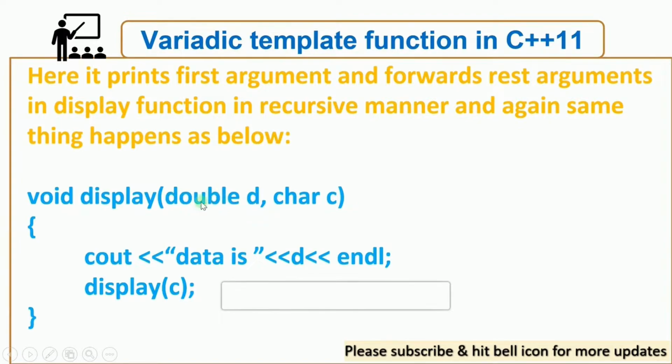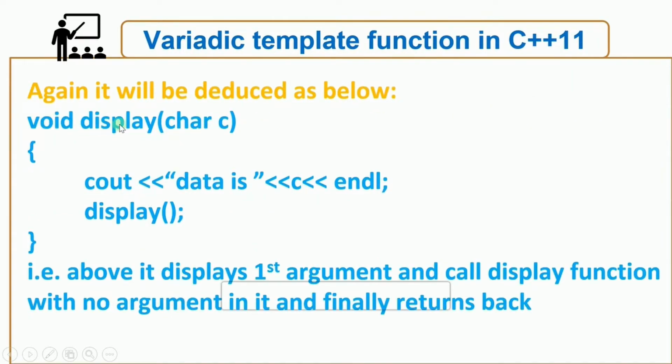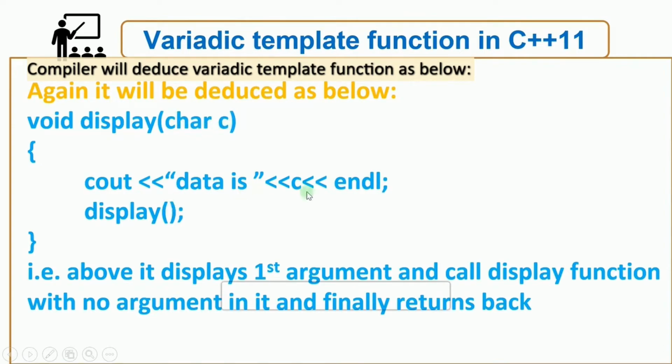Now since this will display the first argument, what is the first argument? It is this double D, so it will deduce this D. It will display the message, data is, and then again it will call the display function and forward the rest of the arguments. The rest of the argument is this variable C, so it will forward in this manner. Now it will again deduce display on only 1 argument. It will display this first argument in this format, and then again call the display function, but now with no argument, and then it will return back.